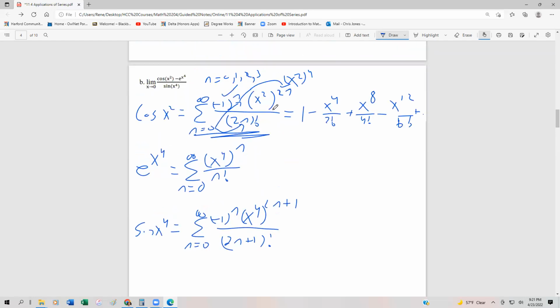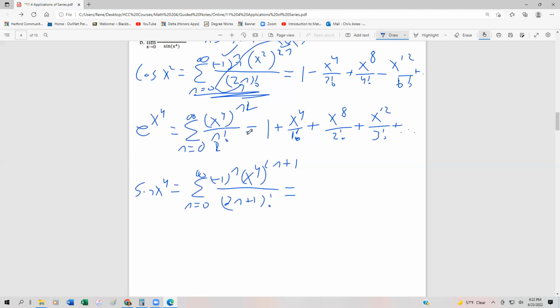Now we're going to do the same thing here. If I substitute 0 back in, I get 1. If I substitute 1 back in, that's going to be plus x to the fourth over 1 factorial. And then if I substitute 2 back in, that's going to be x to the eighth divided by 2 factorial, and then x to the 12th divided by 3 factorial, and that's going to keep going on infinitely.